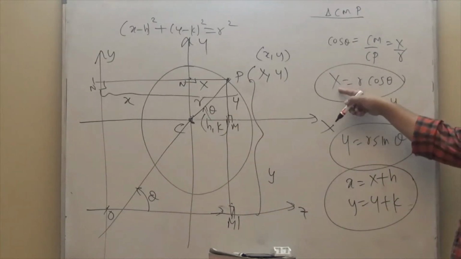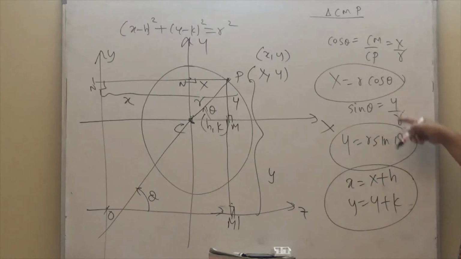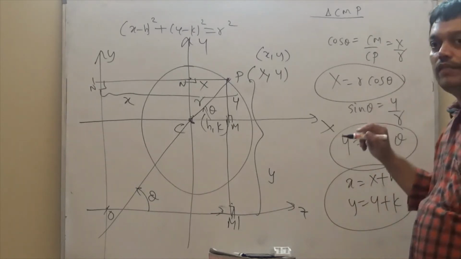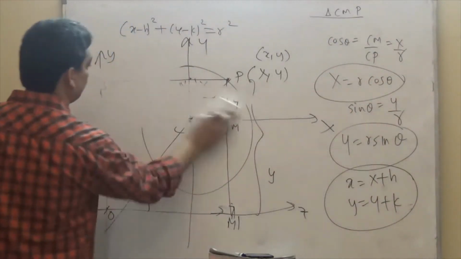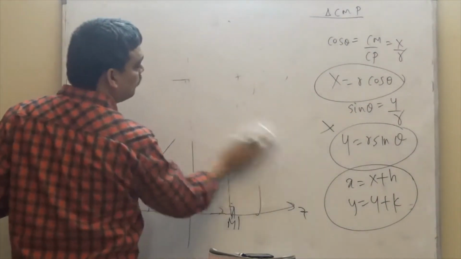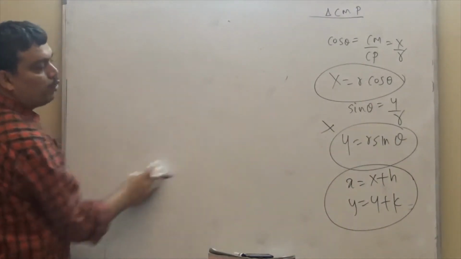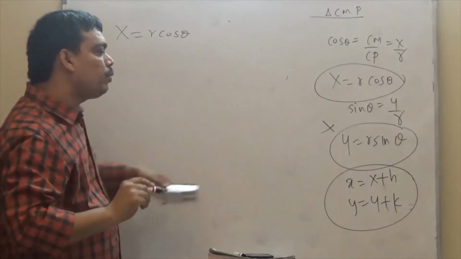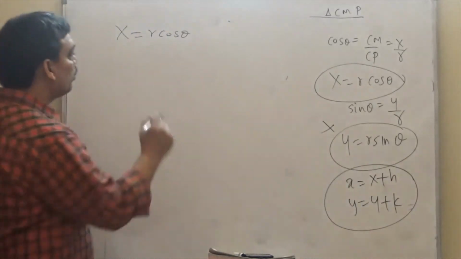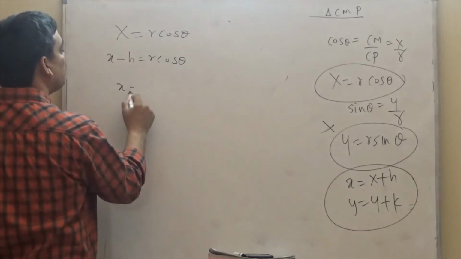So for capital X, what can I write? From this result, capital X is small x minus h. From here, capital Y is small y minus k. So you can modify these two and now write down the new equation with reference to small x and y. So let me write that. We have capital X equal to r cos theta written here, and you know the value of capital X is small x minus h. So we write here small x minus h equal to r cos theta, or x equal to h plus r cos theta.